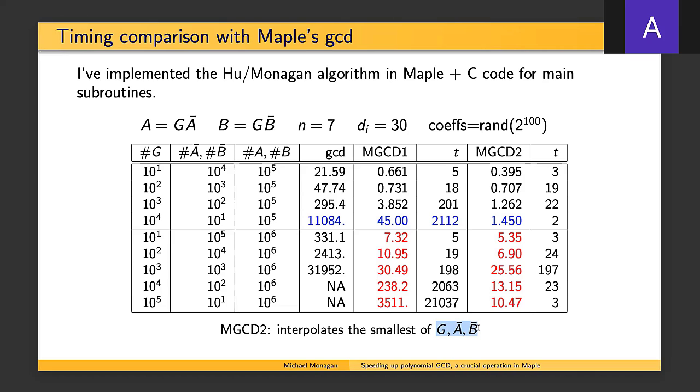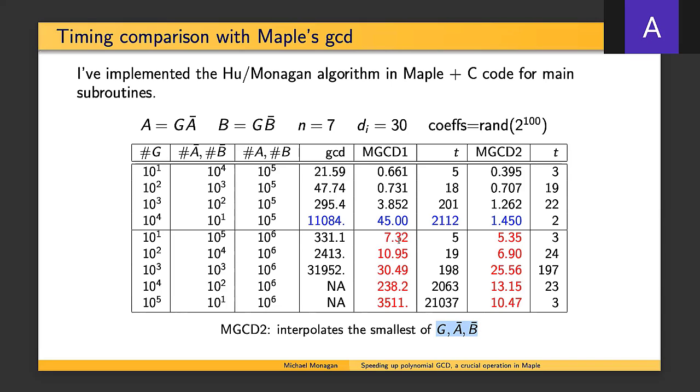What I've decided to do is to try to interpolate the smaller of G, A bar, and B bar. So I'm going to interpolate them simultaneously, but I'll stop when I get the smallest one. And that can be done. I've worked out the details. The algorithms are probabilistic, so I need to be careful about some of the details.